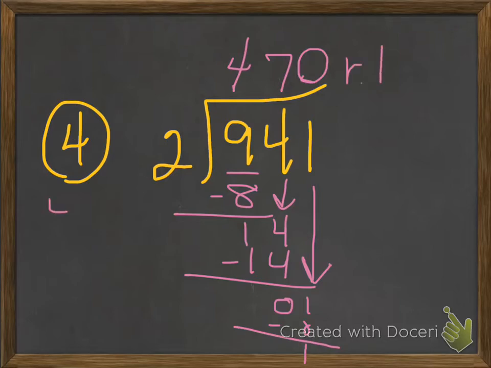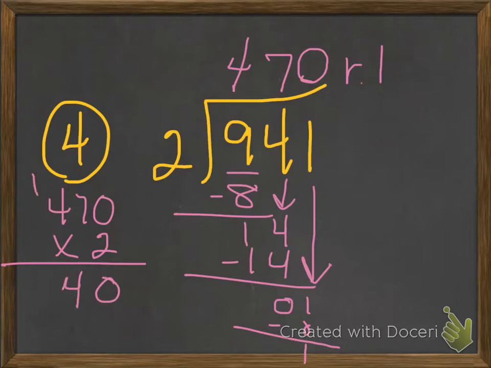Let's double check. 470 times 2. Then we'll add on the remainder. 2 times 0 is 0. 2 times 7 is 14. 2 times 4 is 8 plus 1 is 9. Add on the remainder. We get 941.